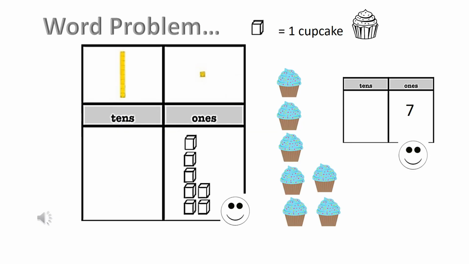So let me make up a word problem. I have 7 cupcakes, and I want to show that on the place value chart. I can do that in 2 ways. One way is to show 7 little cubes in the ones place. Another way is to show the number 7 in the ones place. And I can do that because 7 is just 1 digit.